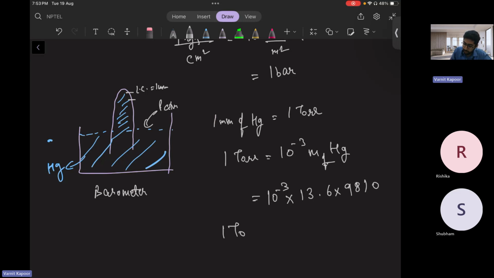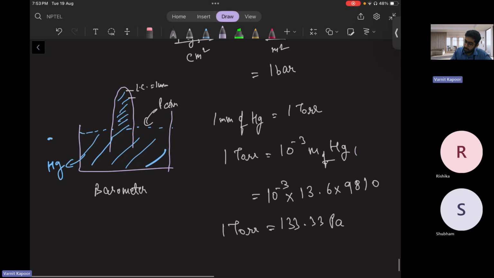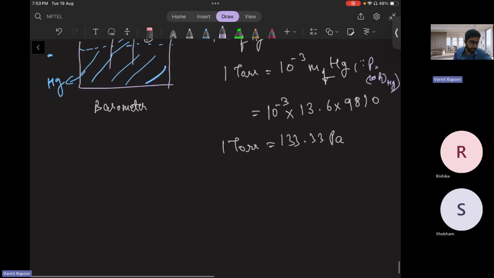So 1 torr is 133.33 pascals. How did I get this? Since pressure is specific weight into H of Hg, pressure is W into H, where H is 1 into 10 to the power of minus 3, and specific weight is 13.6 rho g, with g as 9.8.